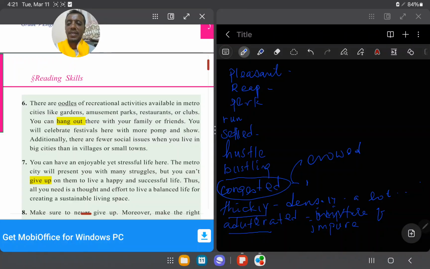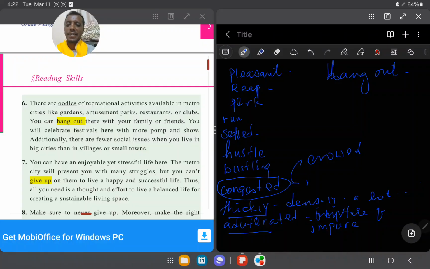You can hang out there with your family. What does you can hang out mean according to the context of students? So hang out: you can hang out there with your family or friends means you can go there. That's the meaning of hang out. Okay, this is actually a phrasal verb. We'll see it in the next subtitle of this unit.